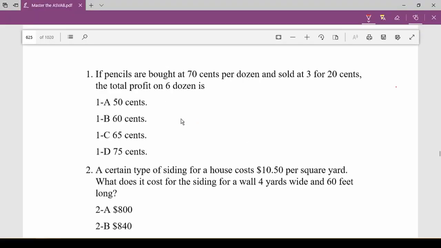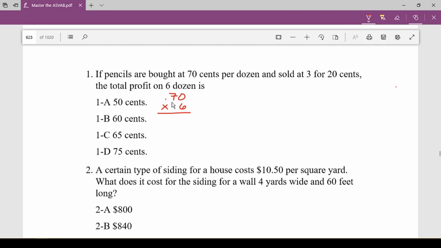All right, question one. If pencils are bought at 70 cents per dozen and sold at 3 for 20 cents, the total profit on 6 dozen is. So the first thing I'm going to do is multiply 70 cents by 6 dozen. Again, pencils are, we're told, 70 cents per dozen, and we're going to sell 6 dozen of them.